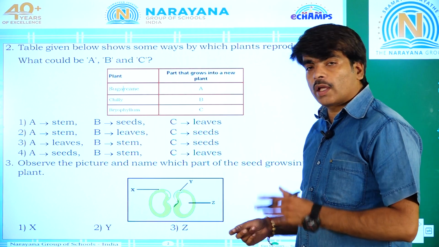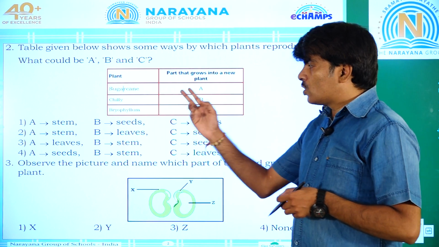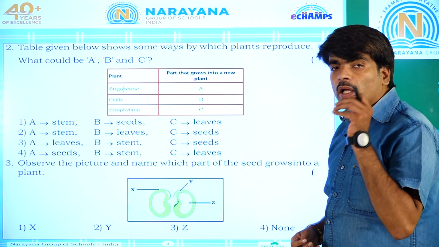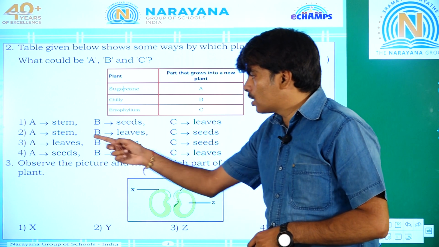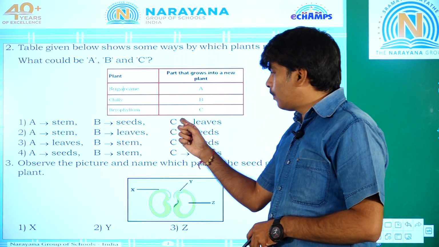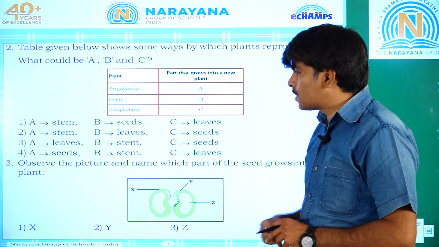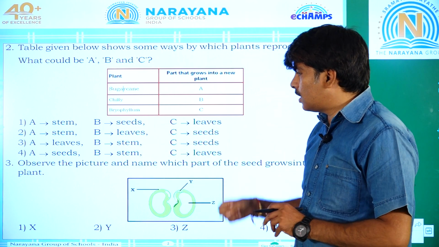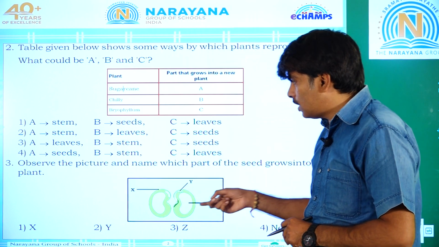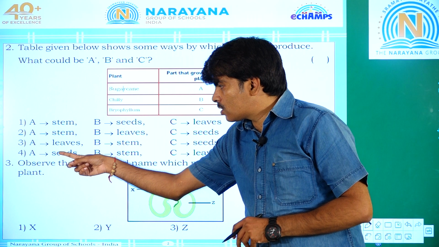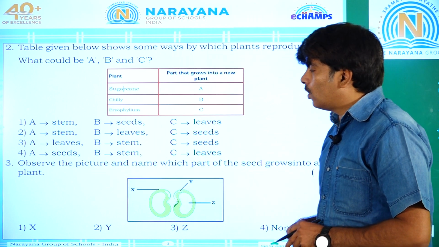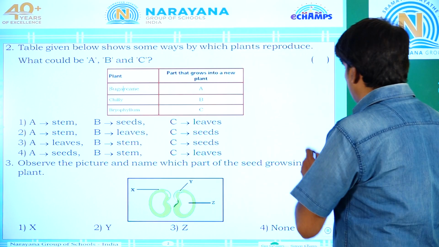We know that sugarcane reproduces through its stem, chili reproduces through its seeds, bryophyllum reproduces through leaves. So our option is stem, seeds, leaves. Option 1 is A stem, B leaves, C seeds. Option 2 is A stem, B seeds, C leaves. Option 3 is A leaves, B stems, C seeds. Fourth option is A seeds, B stems, C leaves. It is option 1.